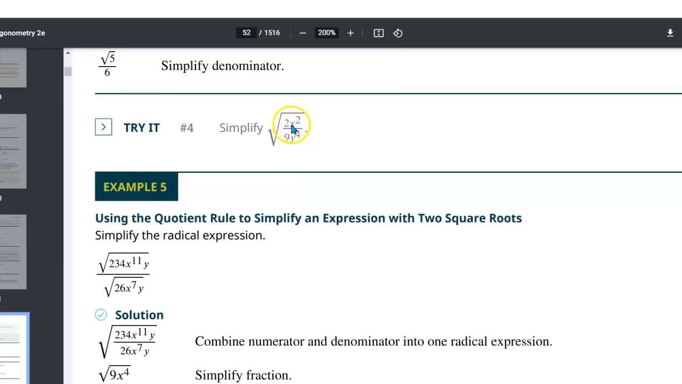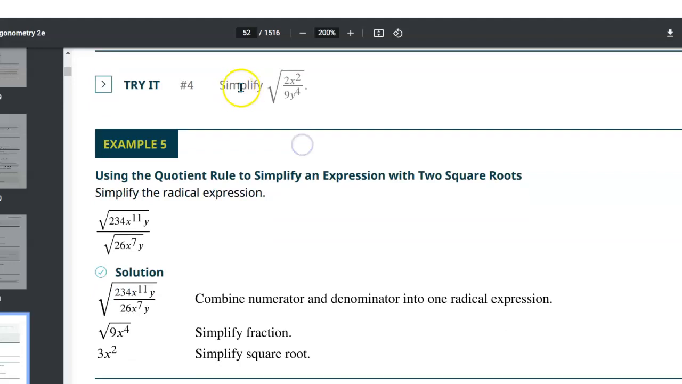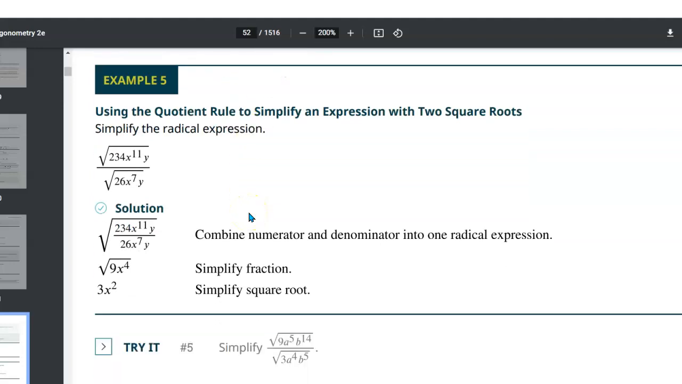You could also put x times radical 2 over 3y squared. That may be more elegant. X radical 2 all over 3y squared, for this one. Now, example 5, remember with a square root, we don't like odd powers.